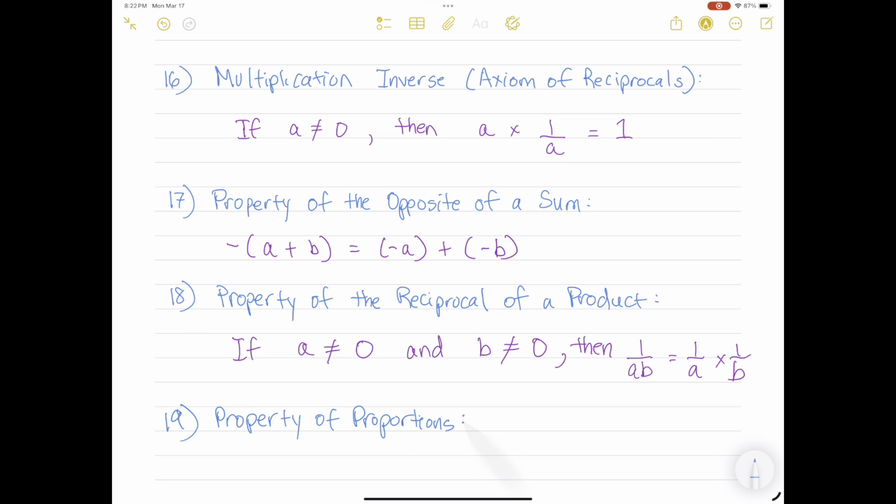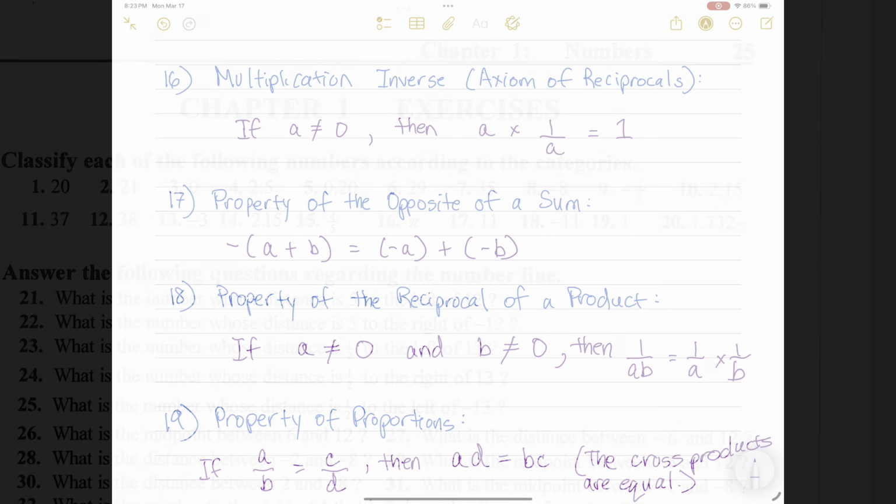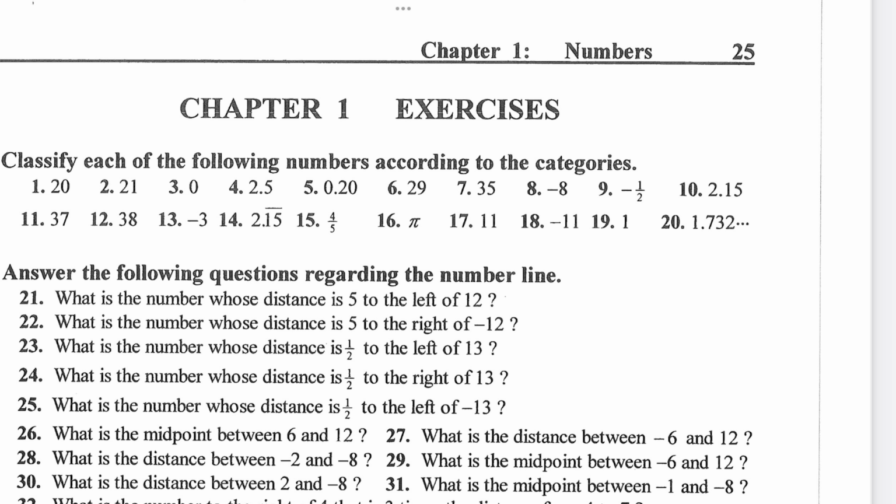And finally, we have number 19, property of proportions. If A over B equals C over D, then A times D equals B times C. The cross products are equal. And again, this property we will discuss in greater detail in future videos.